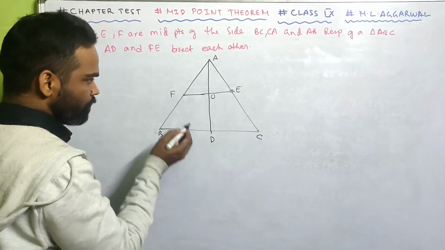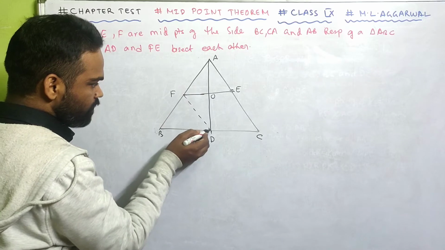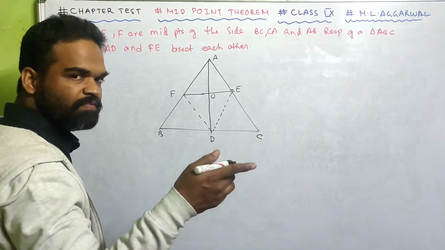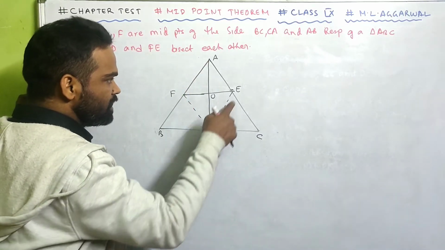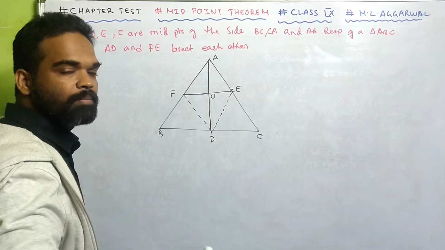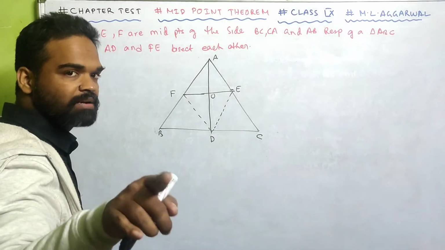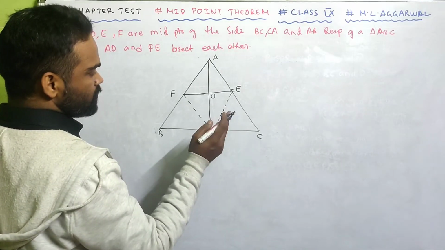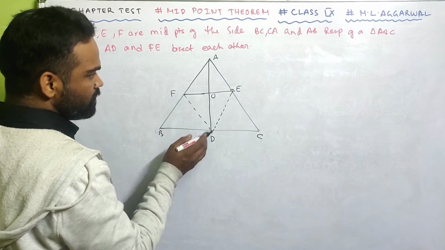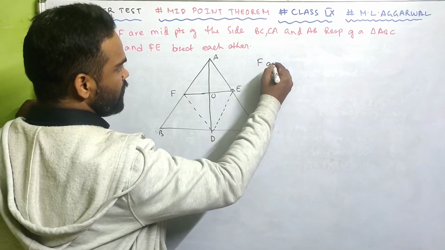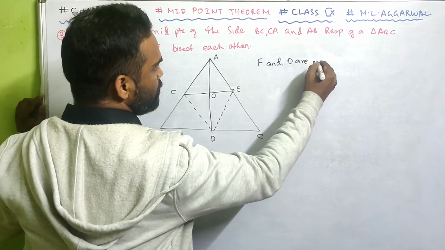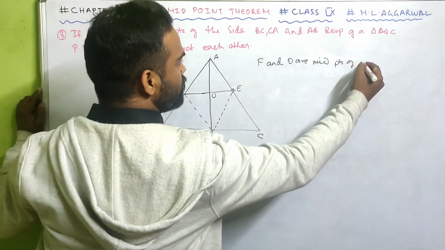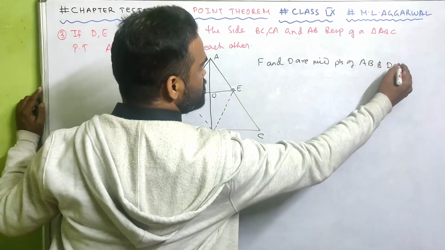Now look carefully what I'll do. I'll join FD and DE. Now if I can prove that AFDE is a parallelogram, our work is done, because in a parallelogram the diagonals bisect each other. Now look carefully. Just look. F and D are midpoints. F and D are midpoints of AB and DC. Yes or no?